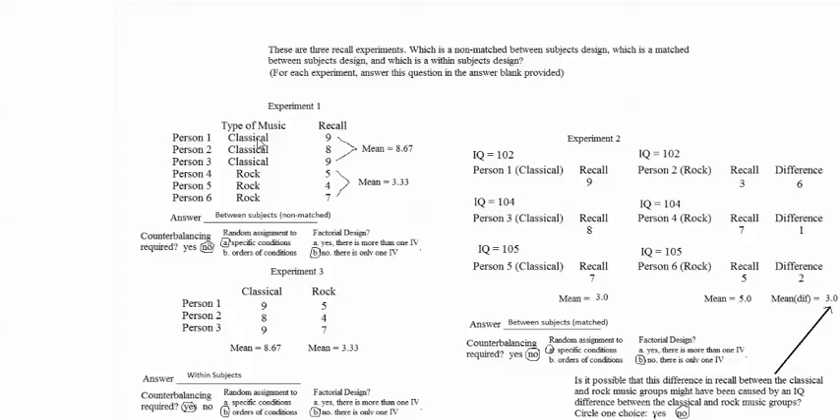Over here we were just doing pure random assignment. The assignment of people to classical or rock was purely random over here. So this was pure random assignment. But over here it was matched random assignment, where we form matched pairs and then we randomly assign the people inside each matched pair.